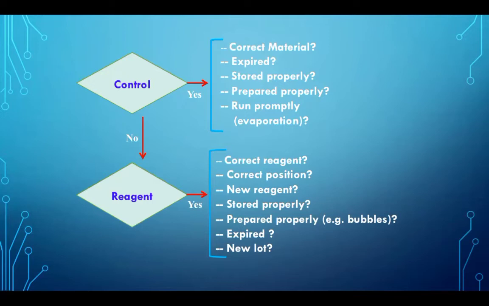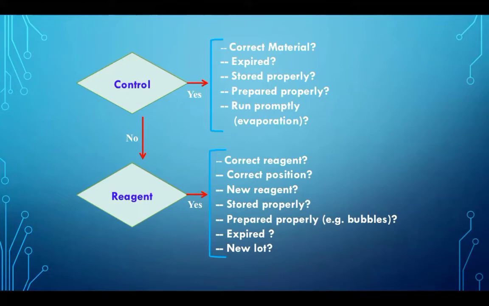In the control material, you have to see that this is the correct material. Means if suppose you have 2-3 levels of control, whatever you are using is of the correct level. Sometimes what happens, people are using some control and they are evaluating based on some other comparison chart. That should not happen. And it has not been expired.